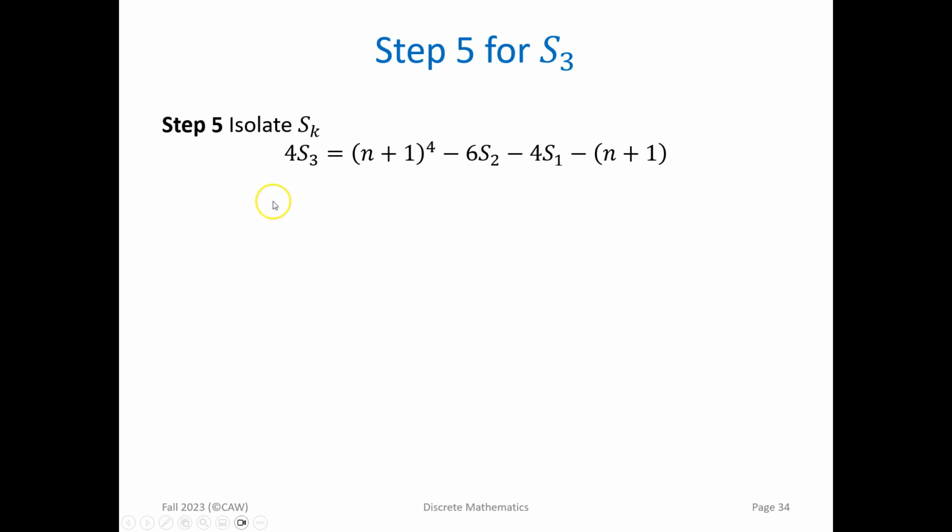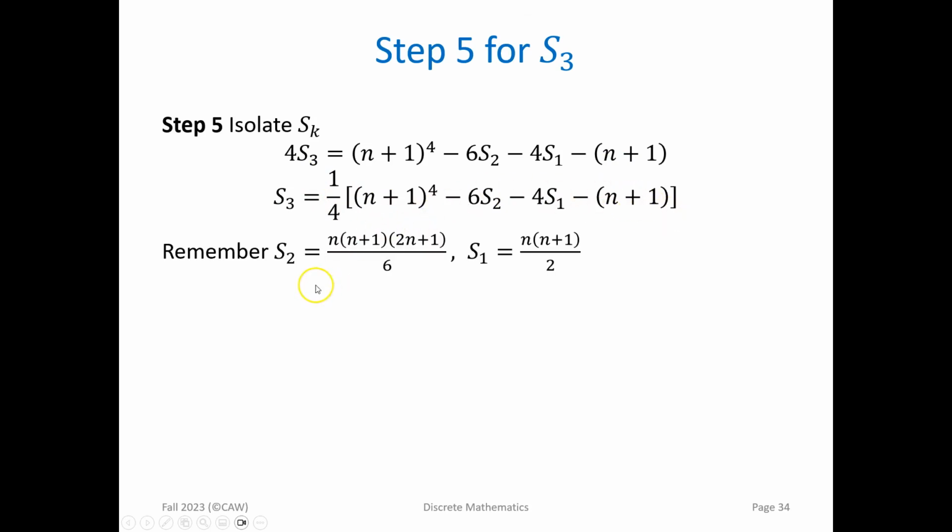We have a final step 5, isolate s sub k. Well, in this case, we had to move 3 terms across the equality, and we have 4 s sub 3 equal to n plus 1, the quantity to the 4th power, minus 6 times s sub 2, minus 4 times s sub 1, minus the term n plus 1. We can divide everything by 4, and we have s sub 3 is equal to 1/4 of this expression. I'm not going to multiply that through.